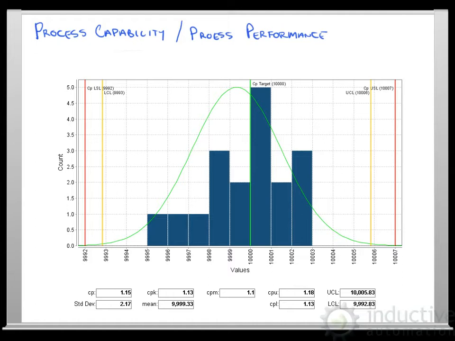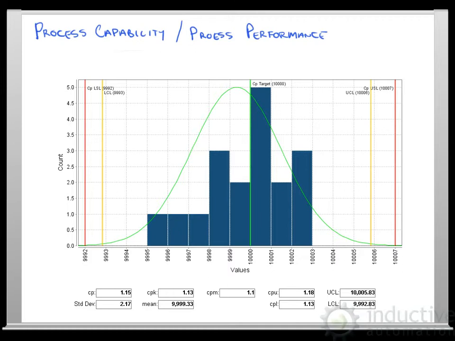So first thing we see is the histogram bars here and a histogram chart. And then laid on top of that we see our bell curve, which reflects the distribution of our sample data that's shown in the histogram chart. We also see here a green line right here. That's our target. And we can see our bell curve is a little bit to the left of our target, the peak of our bell curve. We'll talk about that more in a minute. We also see our upper control limit here, our lower control limit, lower spec limit, and upper spec limit.